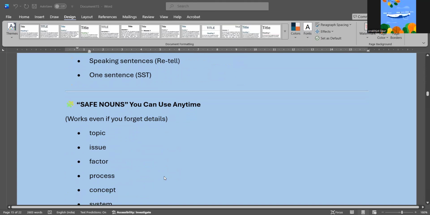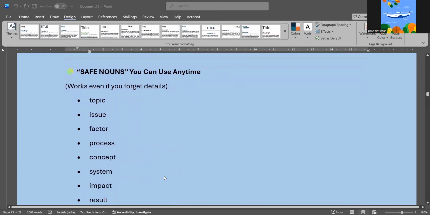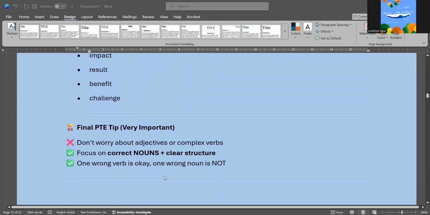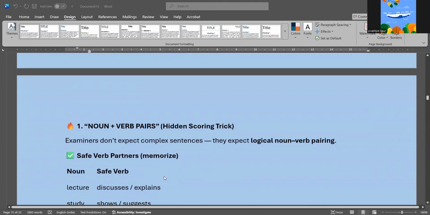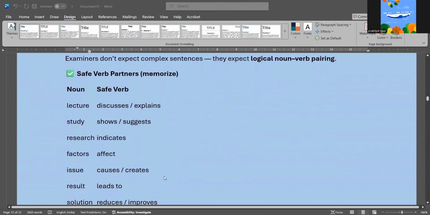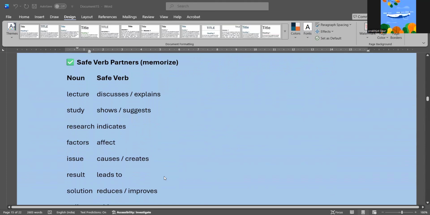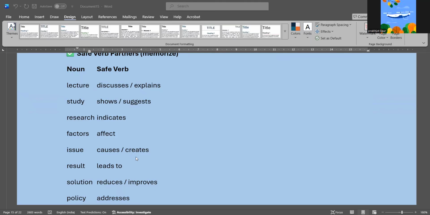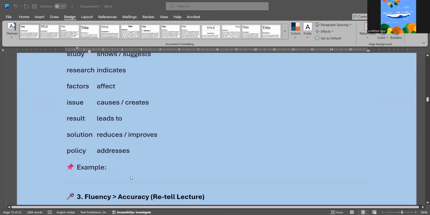So here are some safe nouns you can use anytime, anywhere in SST and Written Lecture. You can note this down. Here are some safe verb partners: lecture discusses, study shows or suggests, research always indicates; factor, fact, issue causes or creates; a result leads to; solution reduces or improves; policy addresses.